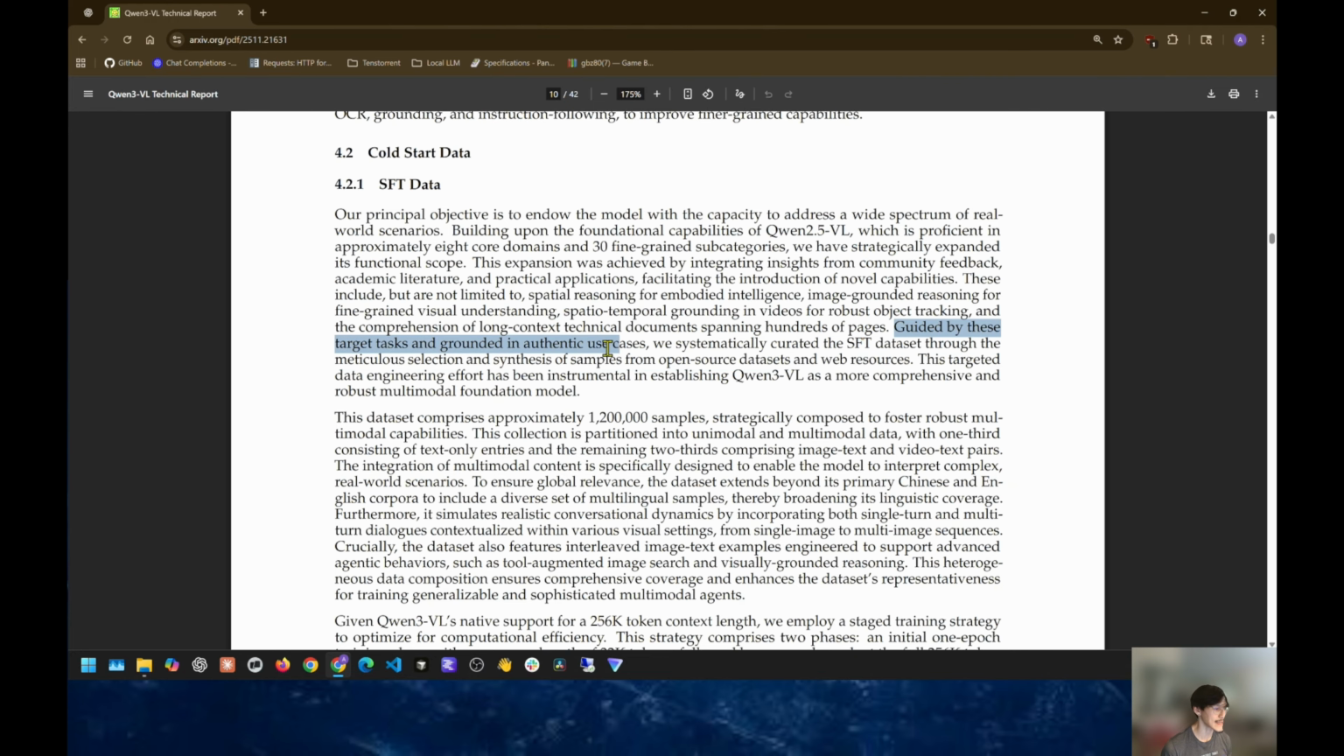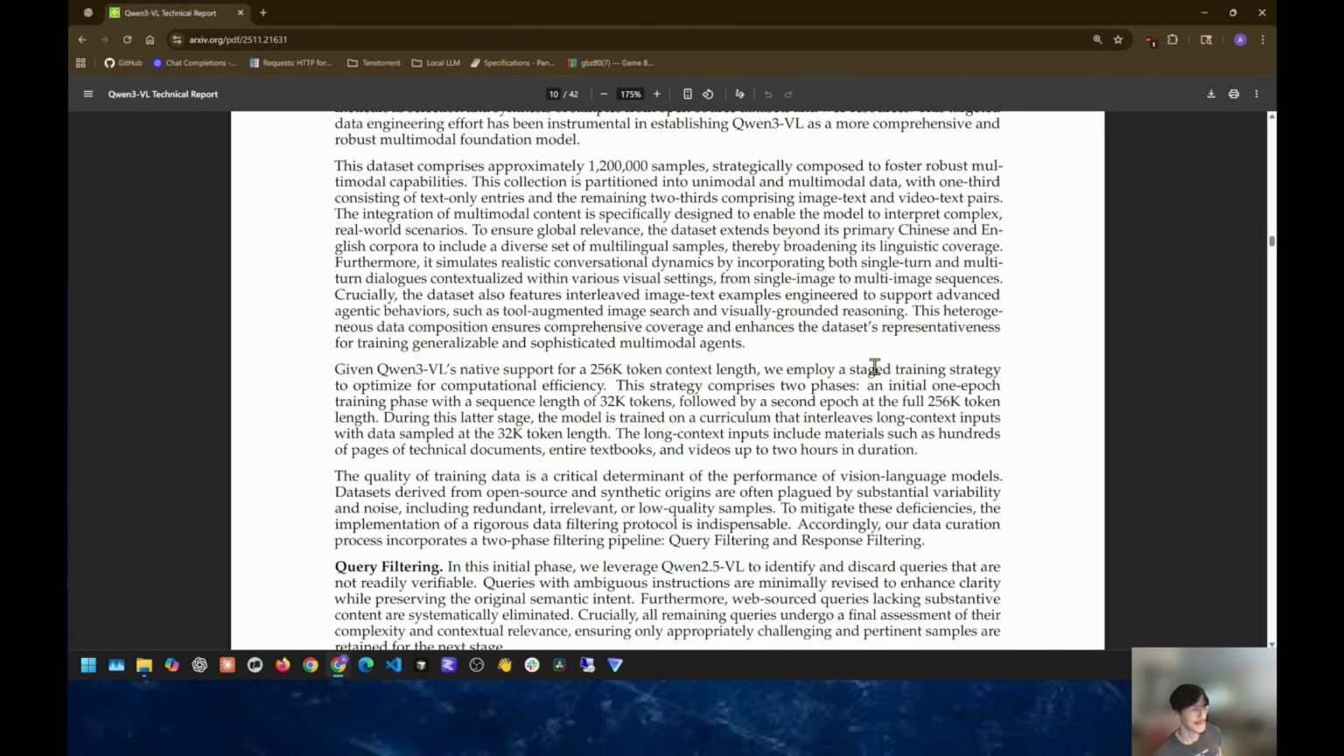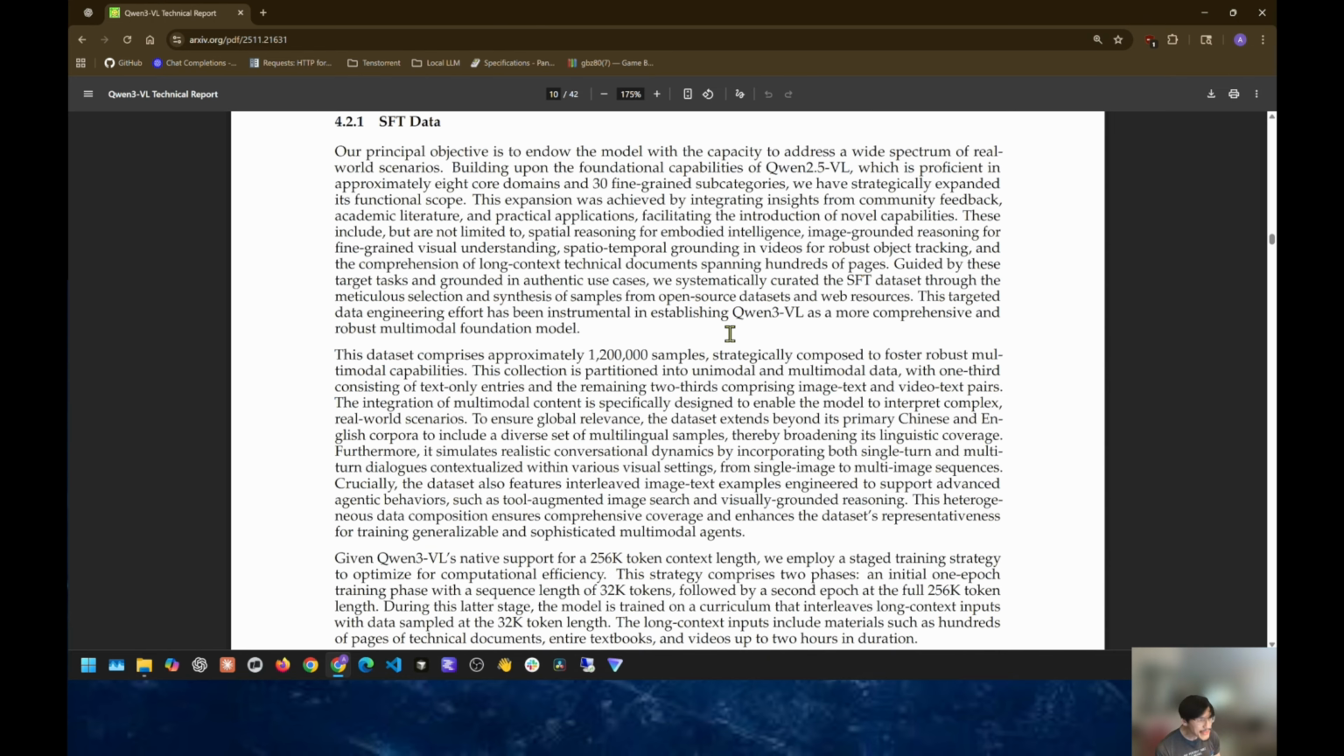Guided by these target tasks and grounding in authentic use cases, we systematically curated the SFT dataset through the meticulous selection and synthesis of samples from open source datasets and resources. This targeted data engineering effort has been instrumental in establishing Qwen3 VL as a more comprehensive and robust multimodal foundational model.